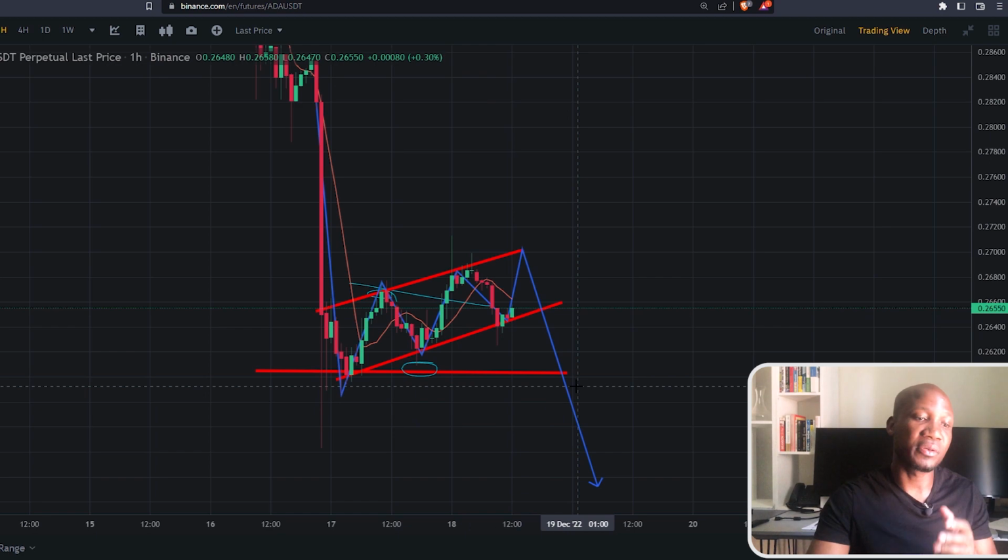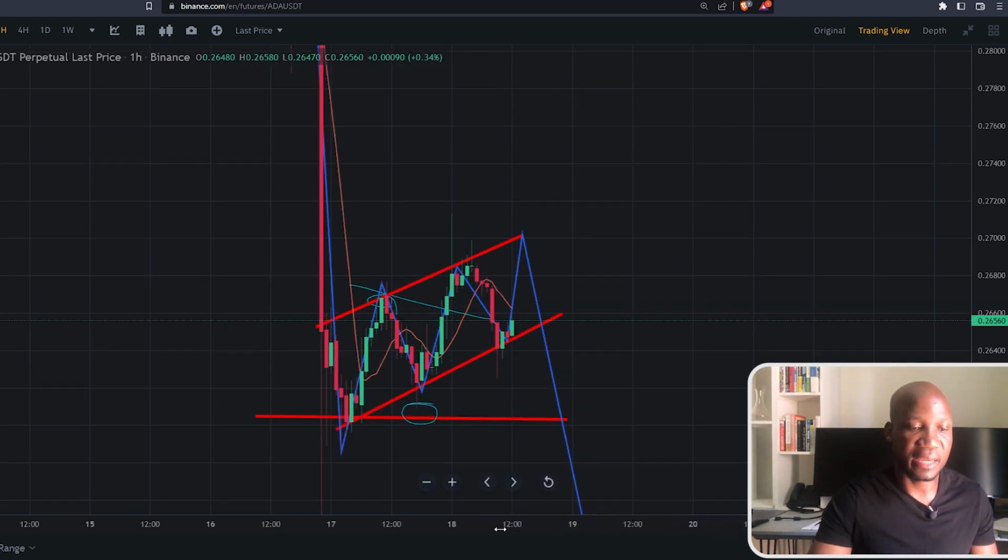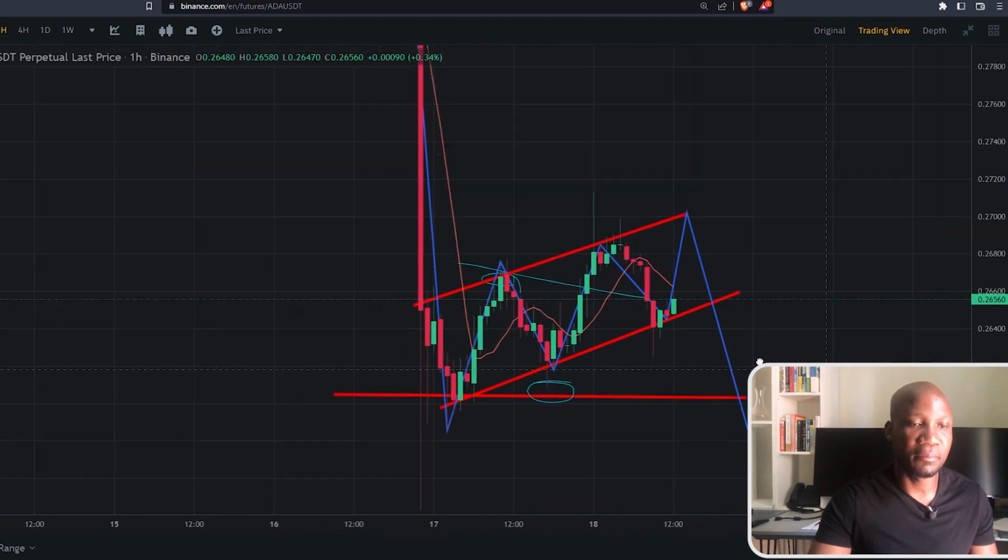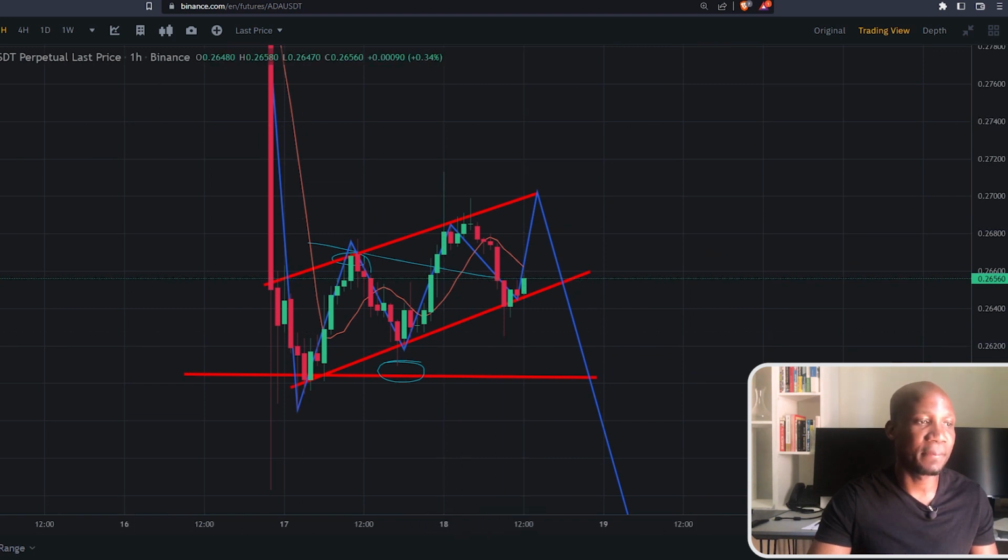So that is very possible, but right now will actually be a good time perhaps to go long short term, but your long position in this case is coming to take profit at these stages here.